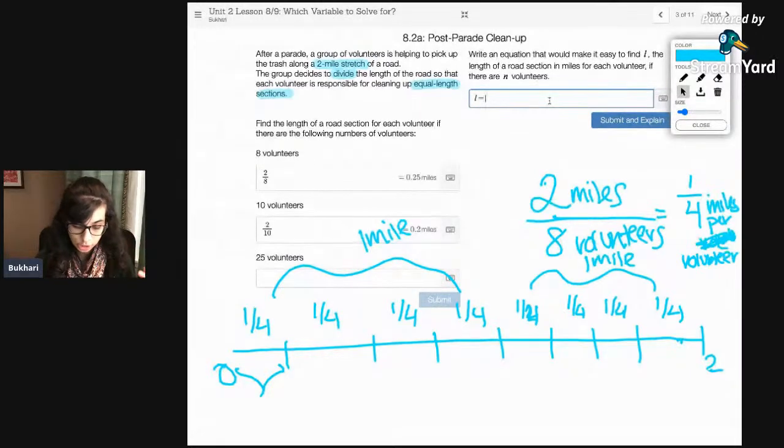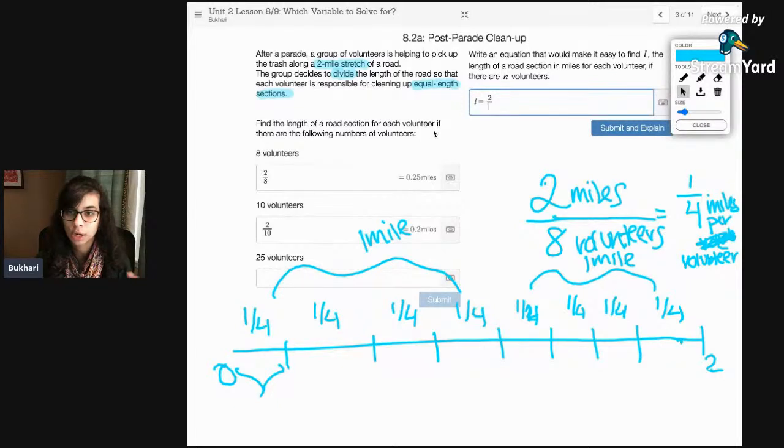And so I can generalize this by saying, all right, I still have my 2 miles and I'm dividing, think about our keyword, by the total number of volunteers. In this case, it is n. We don't know our total number of volunteers. And so once you submit, explain where that L and that N came from.